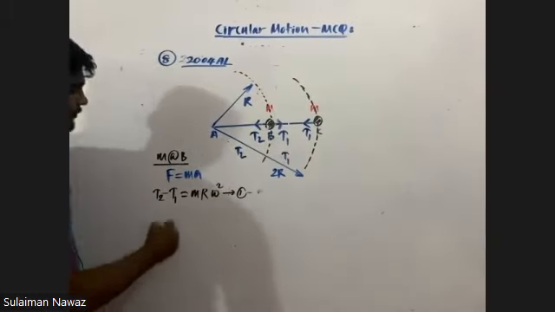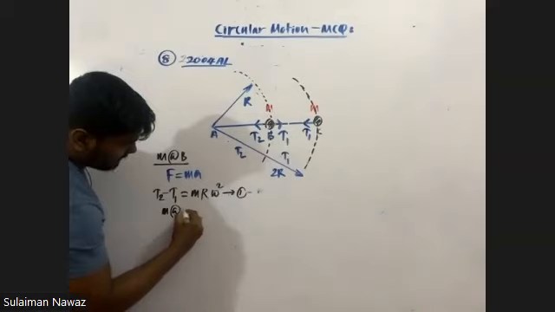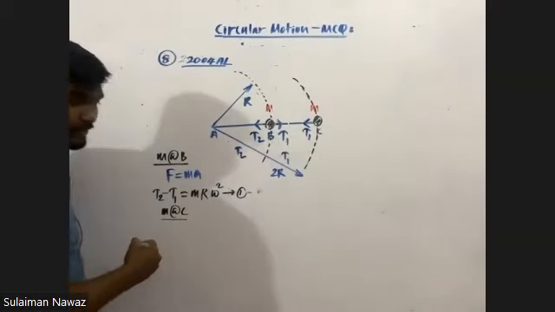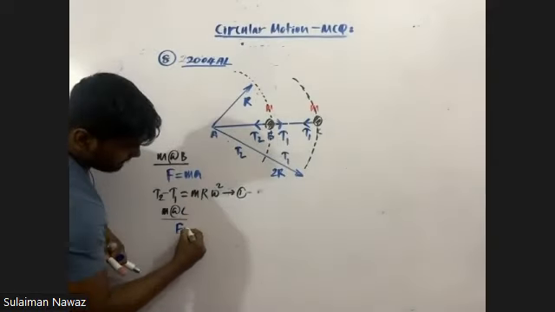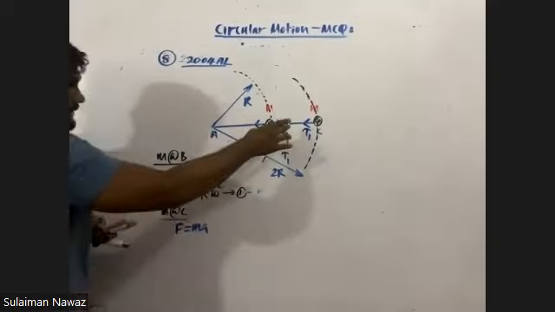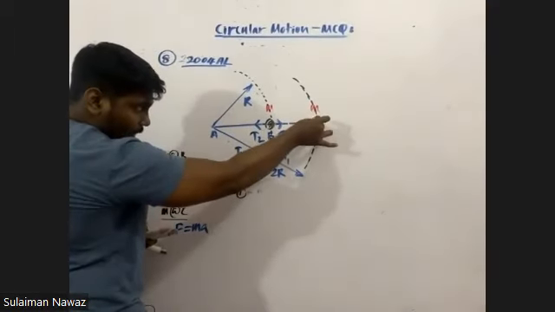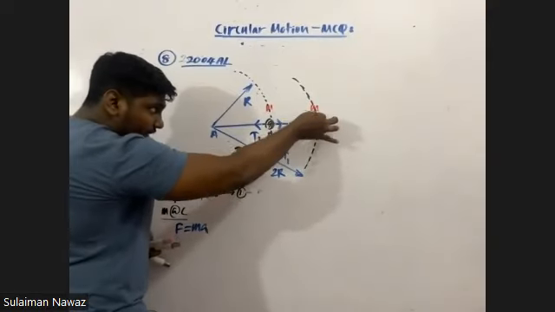When I apply F equals ma for the mass at point capital C, the centripetal force acting on this simple M mass is only the tension force T1.